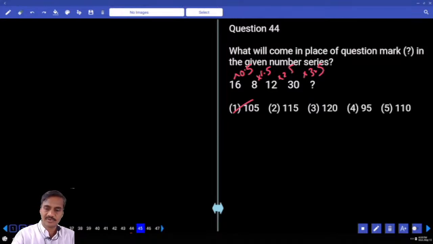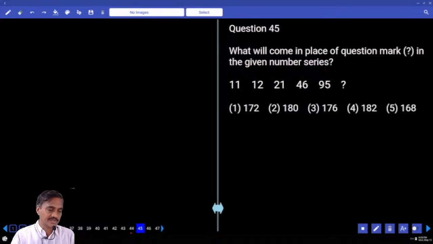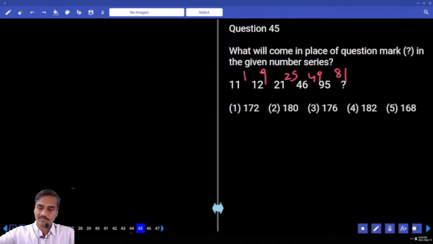Then 45. Now in this, 11 and 12, how can you express 1? 12 and 21, 9. 21 and 46, 25. 1 square, 3 square, 5 square, 7 square, and the next one 9 square. Now 9 plus 8, 17. 176, choice 3, question number 45. Now this is about questions 41 to 45. Clear?